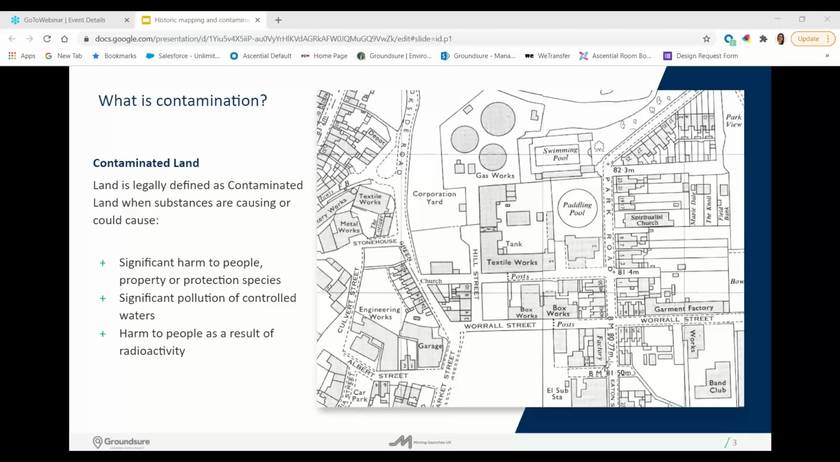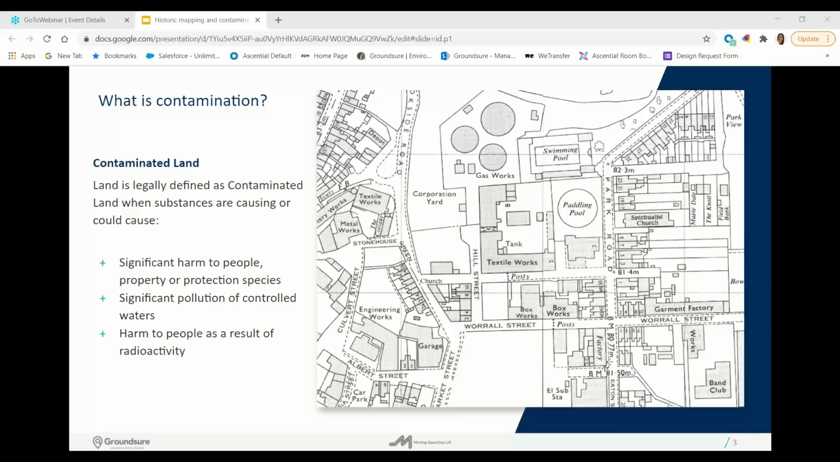Now, contamination can arise from a wide range of historic and current activities. So places like gasworks, factories, garages, petrol stations, current landfill sites, historic landfill sites, all of these give rise to a whole host of contaminants, including heavy metals such as arsenic and lead, oil, tar, chemicals, even radioactive substances.